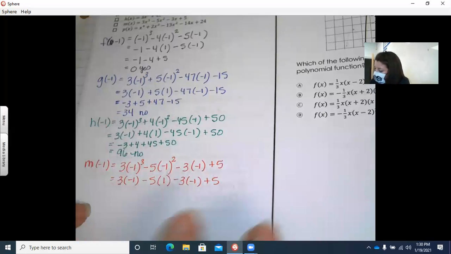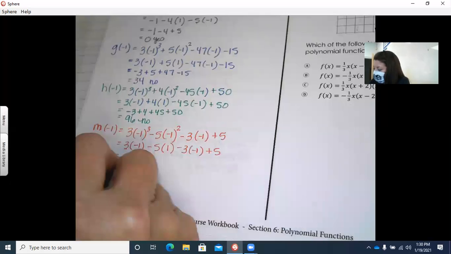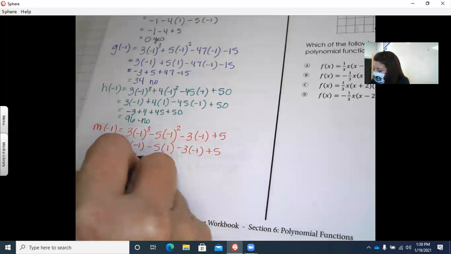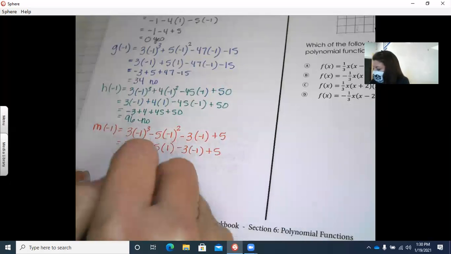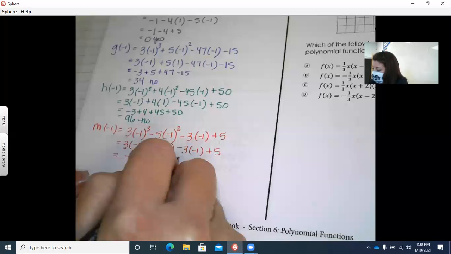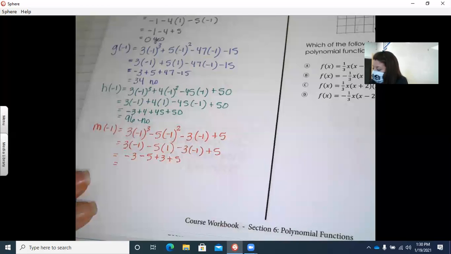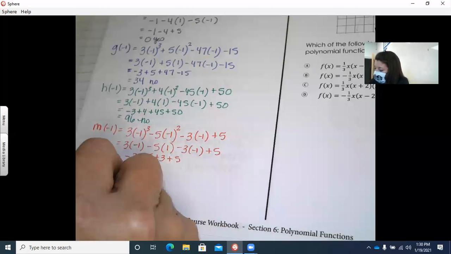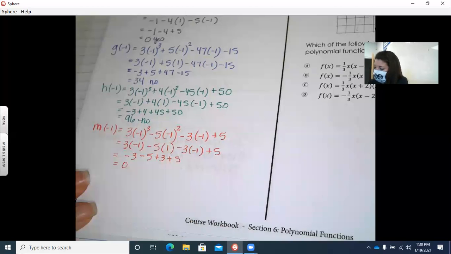Multiplication. 3 times negative 1 is negative 3. Negative 5 times 1 is negative 5. Negative 3 times negative 1 is positive 3. Bring down the plus 5. So negative 3 minus 5 is negative 8. Plus 3 is negative 5. Plus 5 is 0. Is negative 1 a 0 of function M? Yeah. Finally, another box to check off.